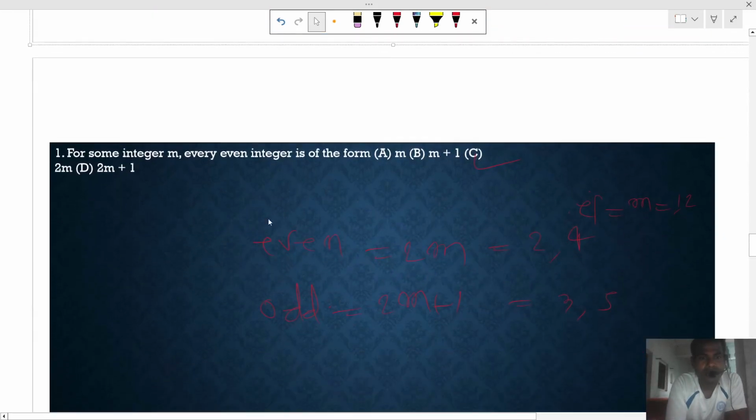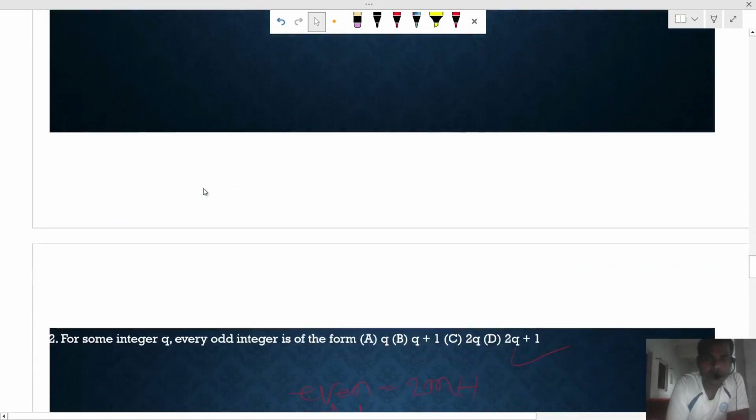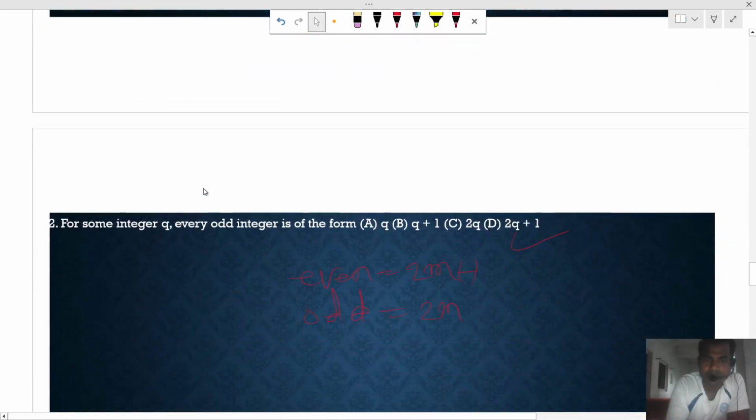Okay, next, this is simple: even will be 2m or odd will be 2m plus 1. In place of m may be p, q, r, x, y, z, a, b, c, anyone, but the concept is that even is equal to 2m or odd is equal to 2m plus 1. Okay, next, this is a simple question. I repeat, even is equal to 2m or odd is equal to 2m plus 1.